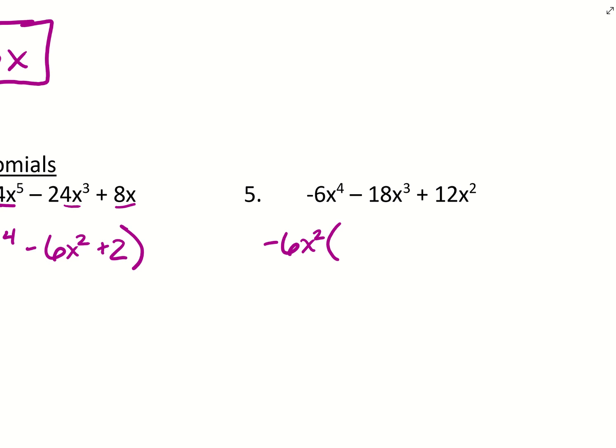Okay, we got negative 6x squared. When we pull that out, we're just going to have x squared for our first thing. For our second term, we're going to be left with positive 6x, because 3 minus 2 gives you 1 for the exponent. And the last one, remember, make sure we flip this sign since it's negative, so that's going to be a negative 2, and then the x squared cancels out completely there, so we don't need to worry about it. And that is it for number 5.